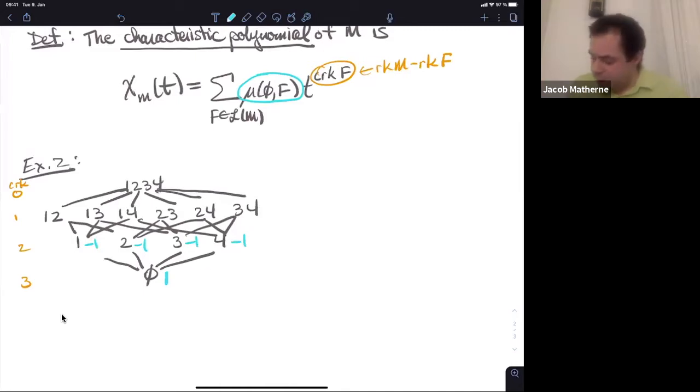And now if I'm at {1,2} here, I have {1,2}, {1}, {2}, and the empty flat. So I have to do -1 plus -1 plus 1, right? And then I have to put something here to sum it to 0, right? Okay, so I keep doing that.